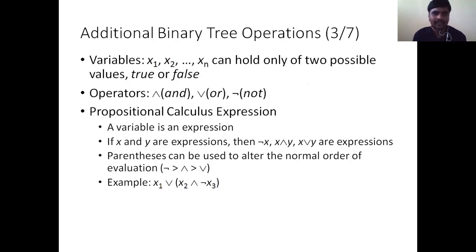Now coming to the additional binary tree operation on variables. The variables x1, x2, up to xn can hold only two possible values, true or false. So it depends on the true or false condition. The operators we can use here are the and operator, the or operator, and the not operator. We can show the and operator with a down arrow, the or operator with an up arrow, and the not operator as not equivalent, like that.